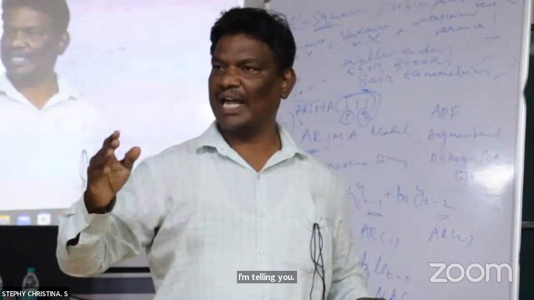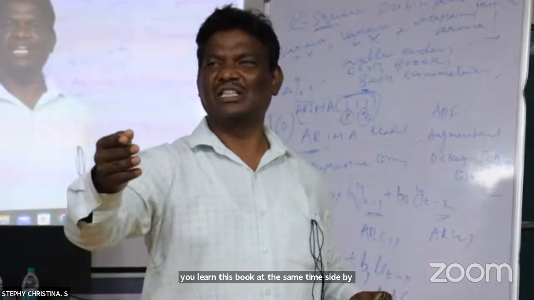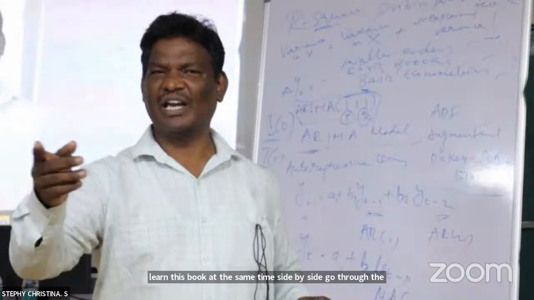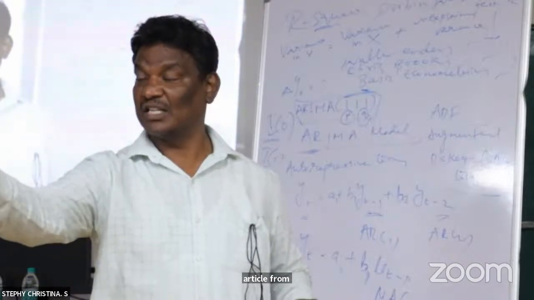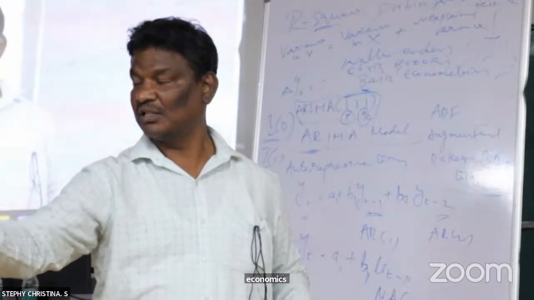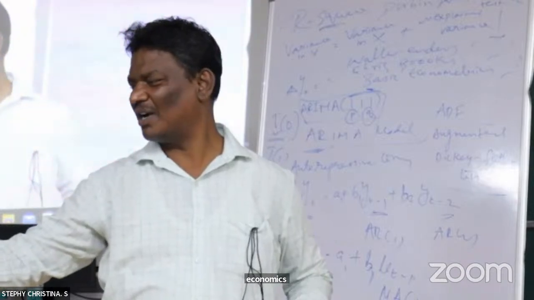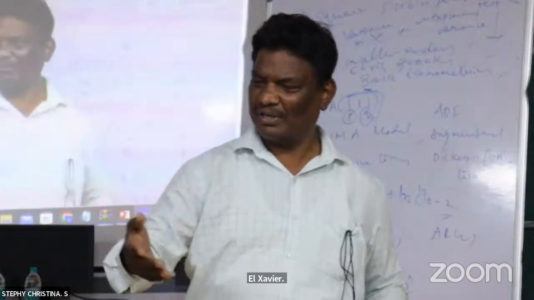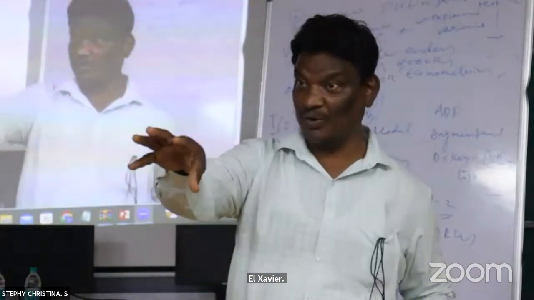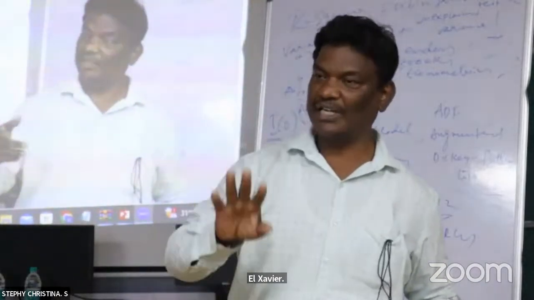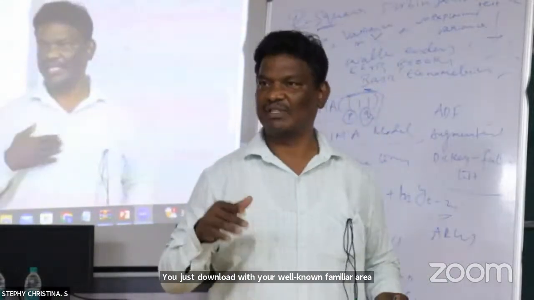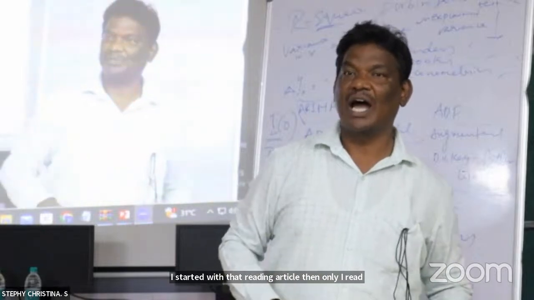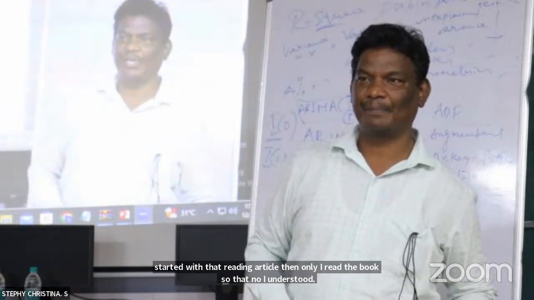At the same time, side by side, go through articles from Applied Economics Letters also. The Applied Economics, Taylor and Francis, I'm talking. Elsevier, Emerald also okay. Simply download articles from your well-known, familiar area and read, you will get it 100%. I started with reading articles, then only I read the book, so that I understood. And trial and error is also very important.